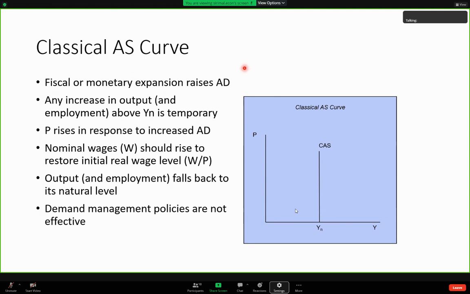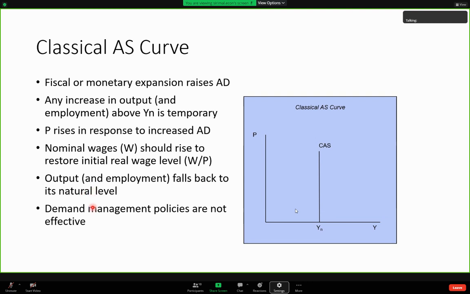Any increase in output level above Yn, the natural output level, is going to be temporary. Why is it temporary? After a time lag, P starts rising in response to increased aggregate demand. When the price level goes up, obviously output falls back to its natural level.